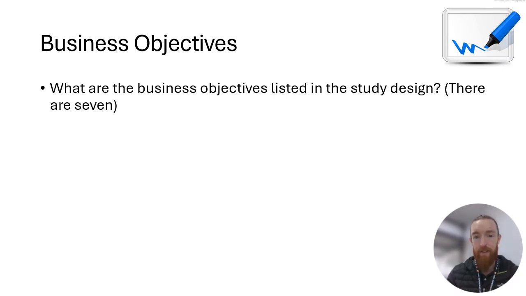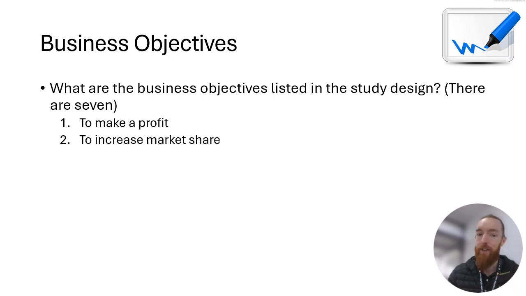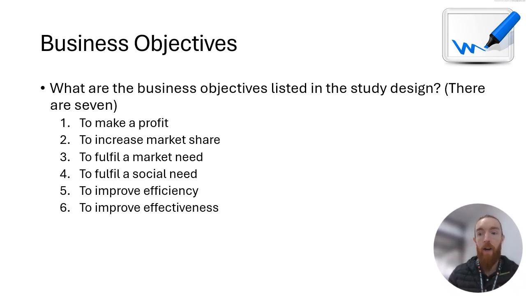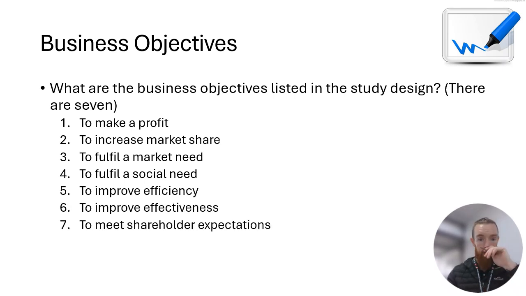Do it. All right, so first up, we've got to make a profit, followed by to increase market share, to fulfill a market need, to fulfill a social need, to increase efficiency, to increase effectiveness, and finally, to meet shareholder expectations. Now, what do all these things mean?